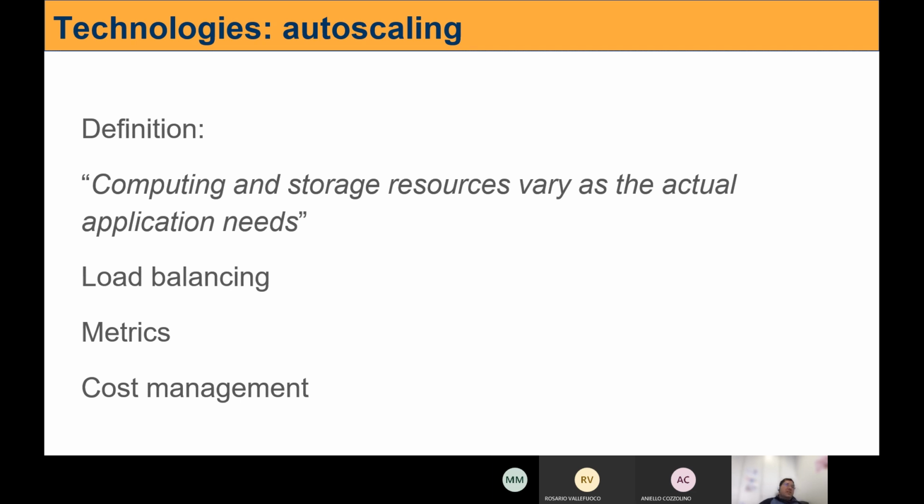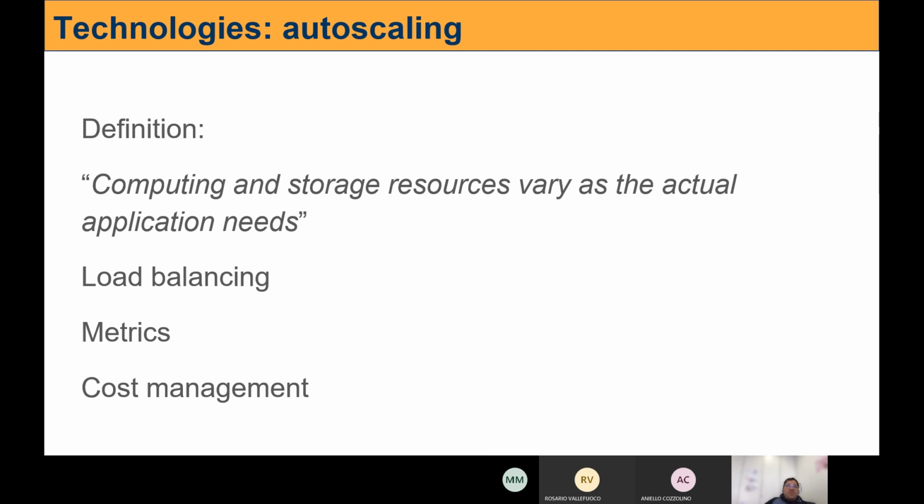Another keyword, auto-scaling. Auto-scaling is a mechanism that stretches computing and storage resources as your business needs more or less power. Usually this is done by software called the load balancer, applying a load balancing algorithm. Really often you can customize the load balancing algorithm to fit your business, and it's based on metrics.